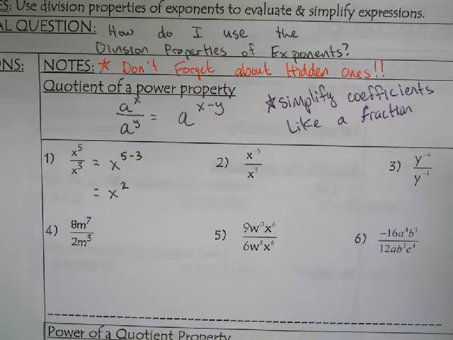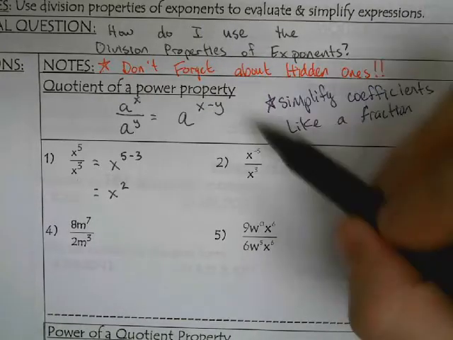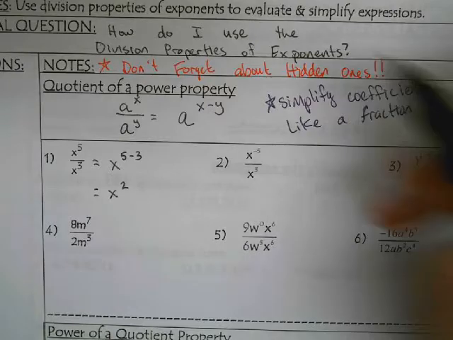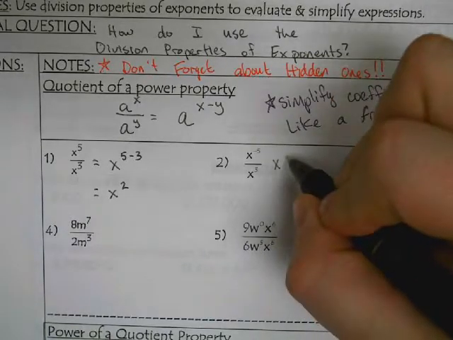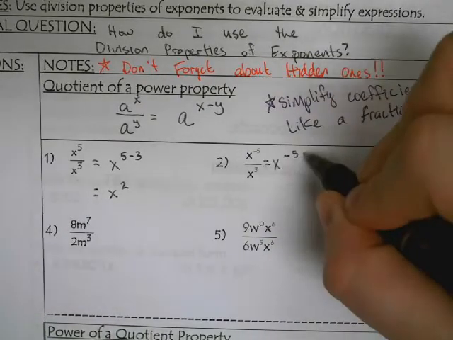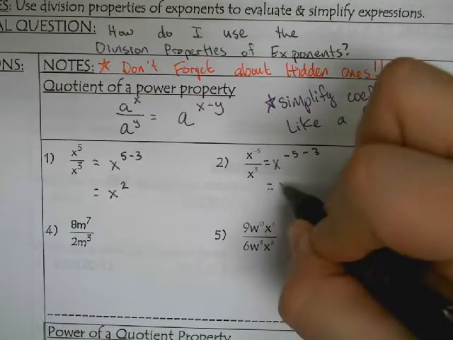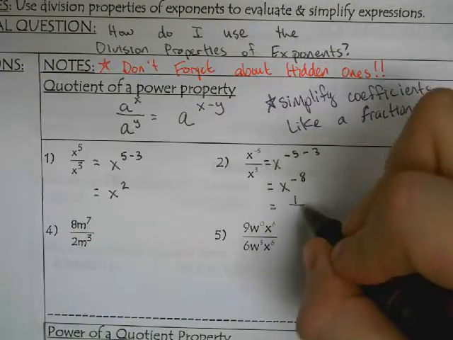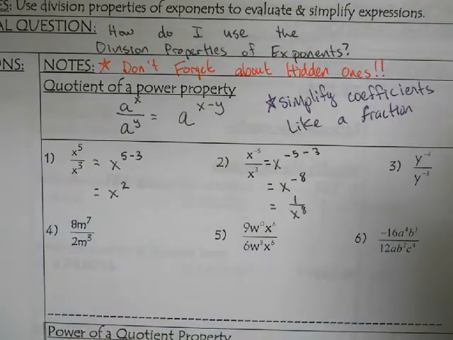Number 2, it's the same process. No hidden ones, no coefficients to simplify, so I will subtract my exponents. So I'll have x to the negative 5 minus 3, which is equal to x to the negative 8. Typically, we don't leave things with negative exponents, so we'll go ahead and move that, and it's 1 over x to the 8.